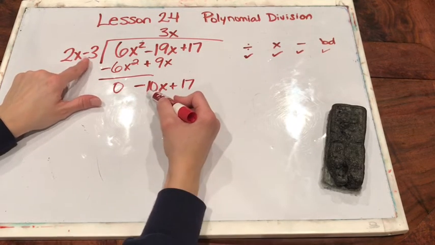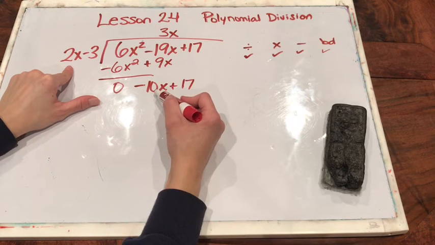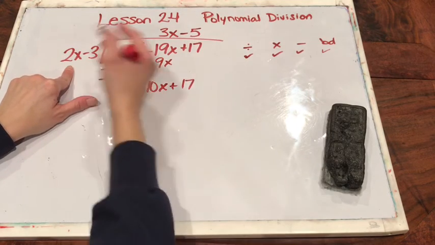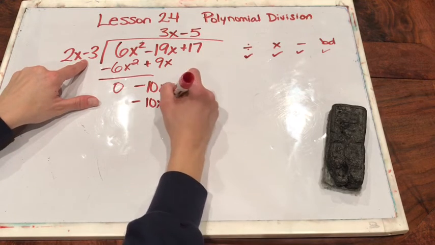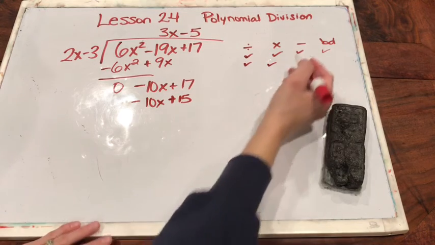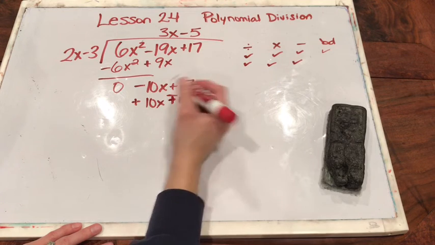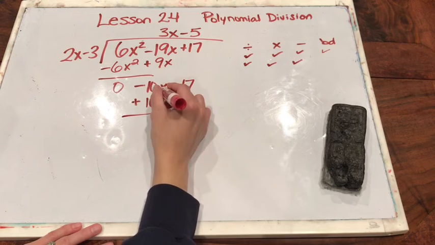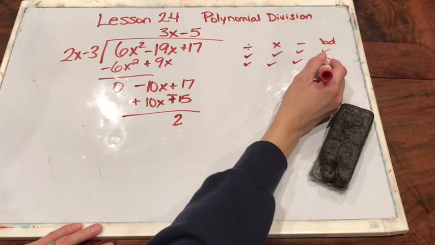Now, how many times does 2x go into negative 10x? Oh, now we have a negative. Is that going to work? Well, let's just multiply by a negative 5. So negative 5 times 2x is a negative 10x. Negative 5 times negative 3 is a positive 15. So I divide, and then I multiply. Now I'm going to subtract. That means I'm going to switch this sign, and I'm going to switch this sign. So 17 minus 15 gives me 2, and negative 10x plus 10x gives me a 0. Do I have anything to bring down? I have nothing to bring down, so I'm finished.